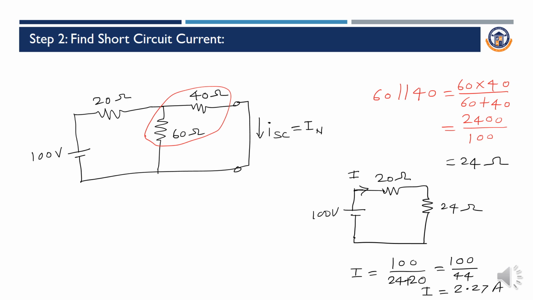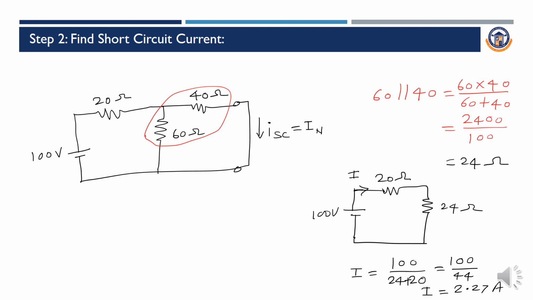Then we have the 100 volt source. So we have only the voltage and resistor. Then we can find the current by using Ohm's law. So I equal to V by R. Here the V value is 100 and R value is 44. Then I is equal to 2.27 ampere. That is, the total current flowing in the circuit is 2.27 ampere. It is not the ISC or IN. It is the total current flowing in the circuit.